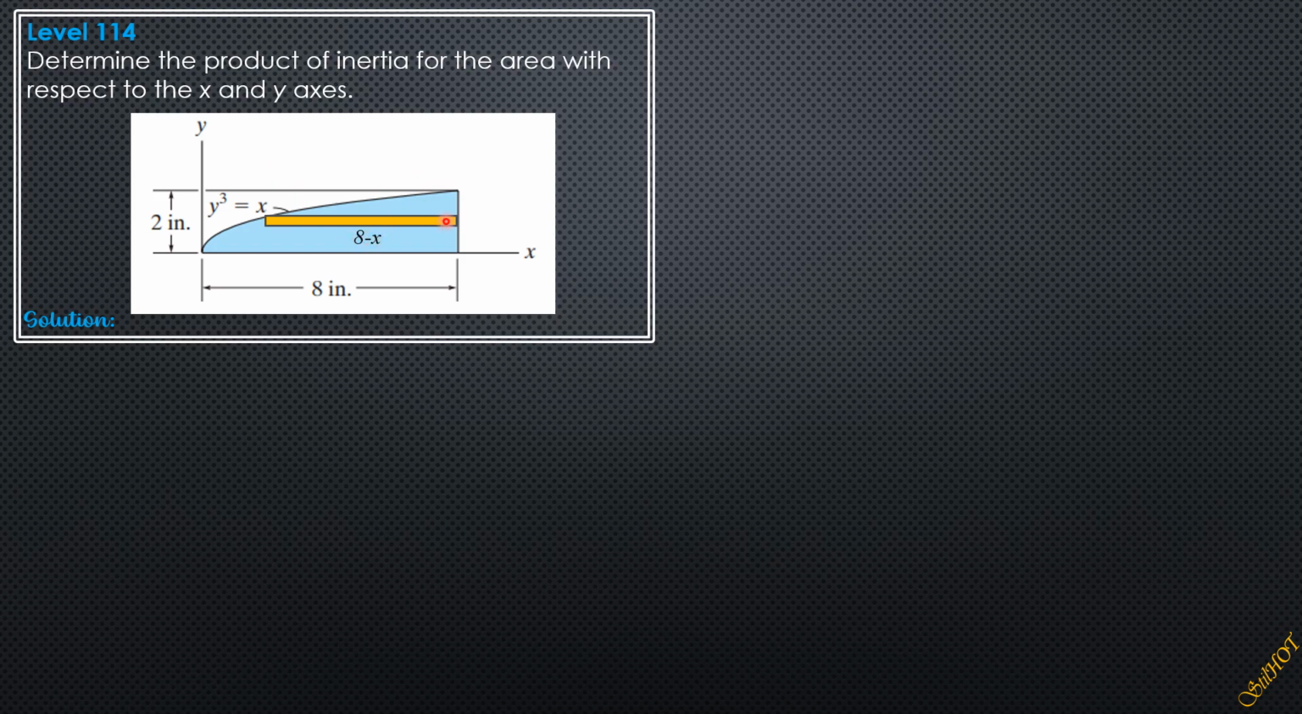The thickness is dy, and the distance of the strip from the x-axis is y. The differential area is the area of this rectangular strip: 8 minus x times dy. So that's the centroid. The centroid is the average of the right x and the left x. So therefore the distance of the centroid from the y-axis is 8 plus x over 2, right x plus left x divided by 2.